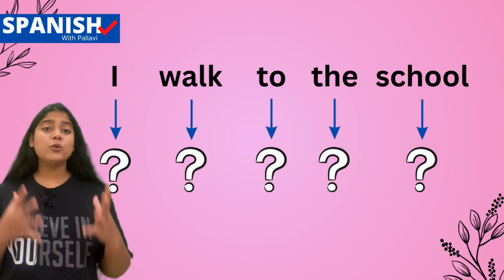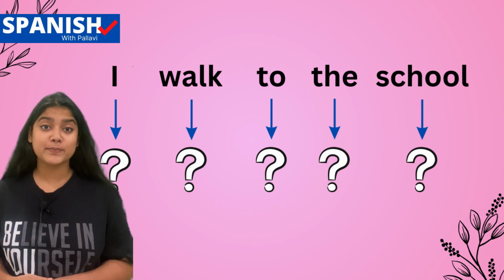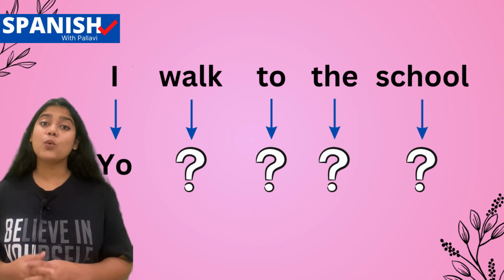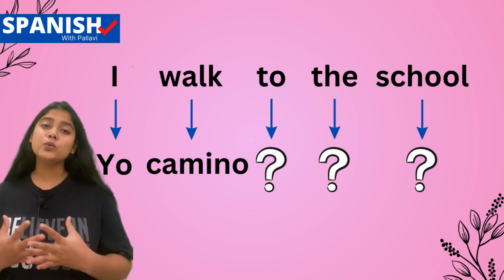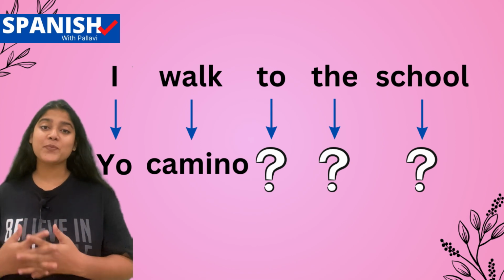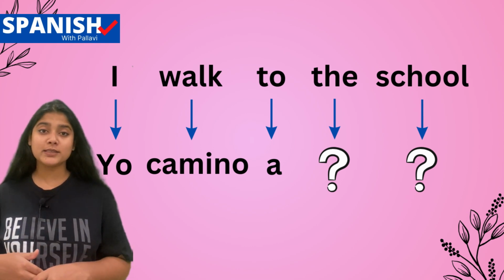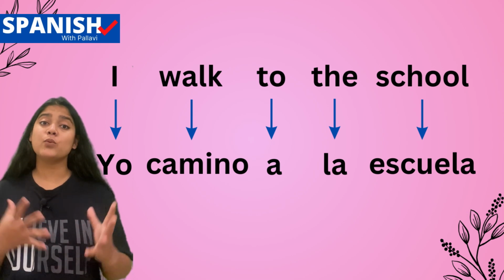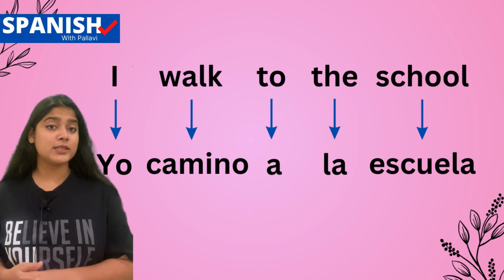Next. I walk to my school. How do we say that? I will be yo. Walk will be camino. To will be a. The school will be la escuela. So the whole sentence will be: I walk to the school. Yo camino a la escuela.